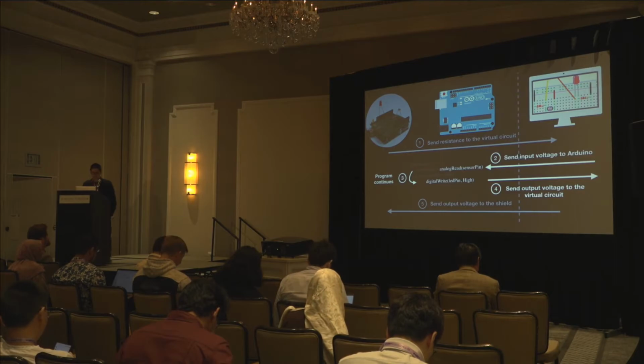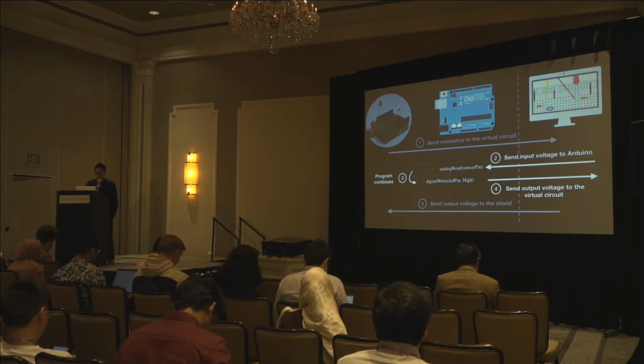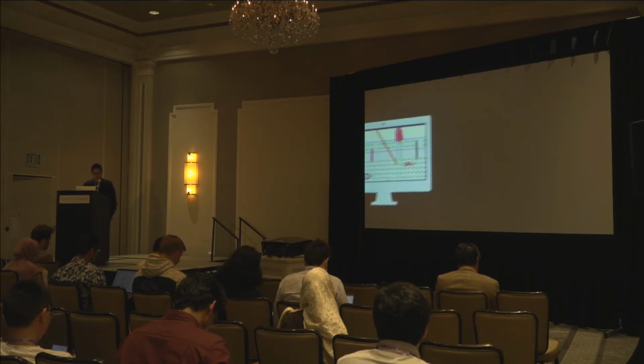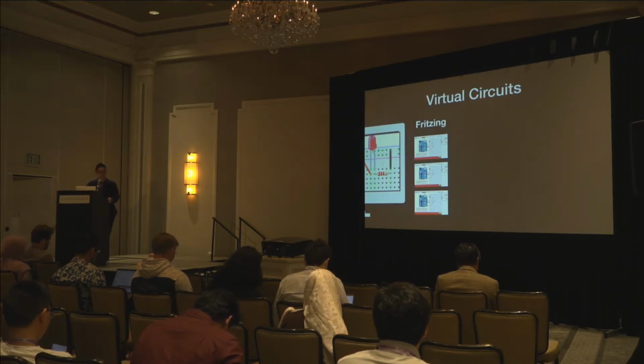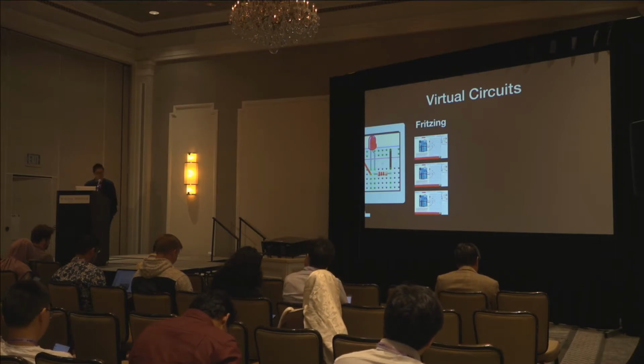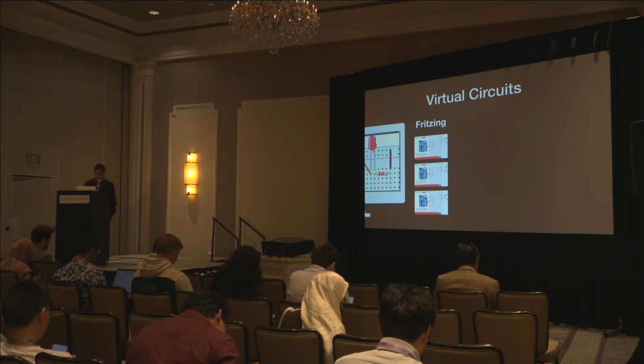So far, I've described how Proxino works with physical processes. But now, let's go deeper into how the virtual circuit runs on the software side. First, we use Fritzing to allow users to build the virtual circuits. In addition to its existing features, we include the ability to remotely access virtual circuits. This means that multiple users can modify a circuit now. So here you can see there are 3 users.